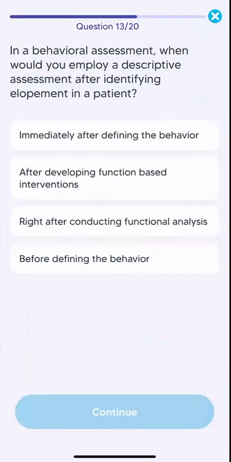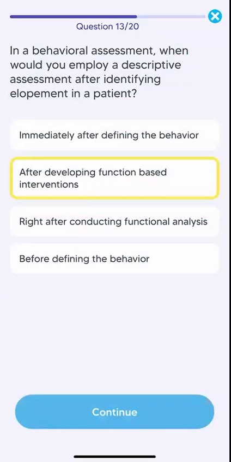In a behavioral assessment, when would you employ a descriptive assessment after identifying elopement in a patient? Immediately after that, when you would employ the behavior after... when you would employ descriptive assessment.